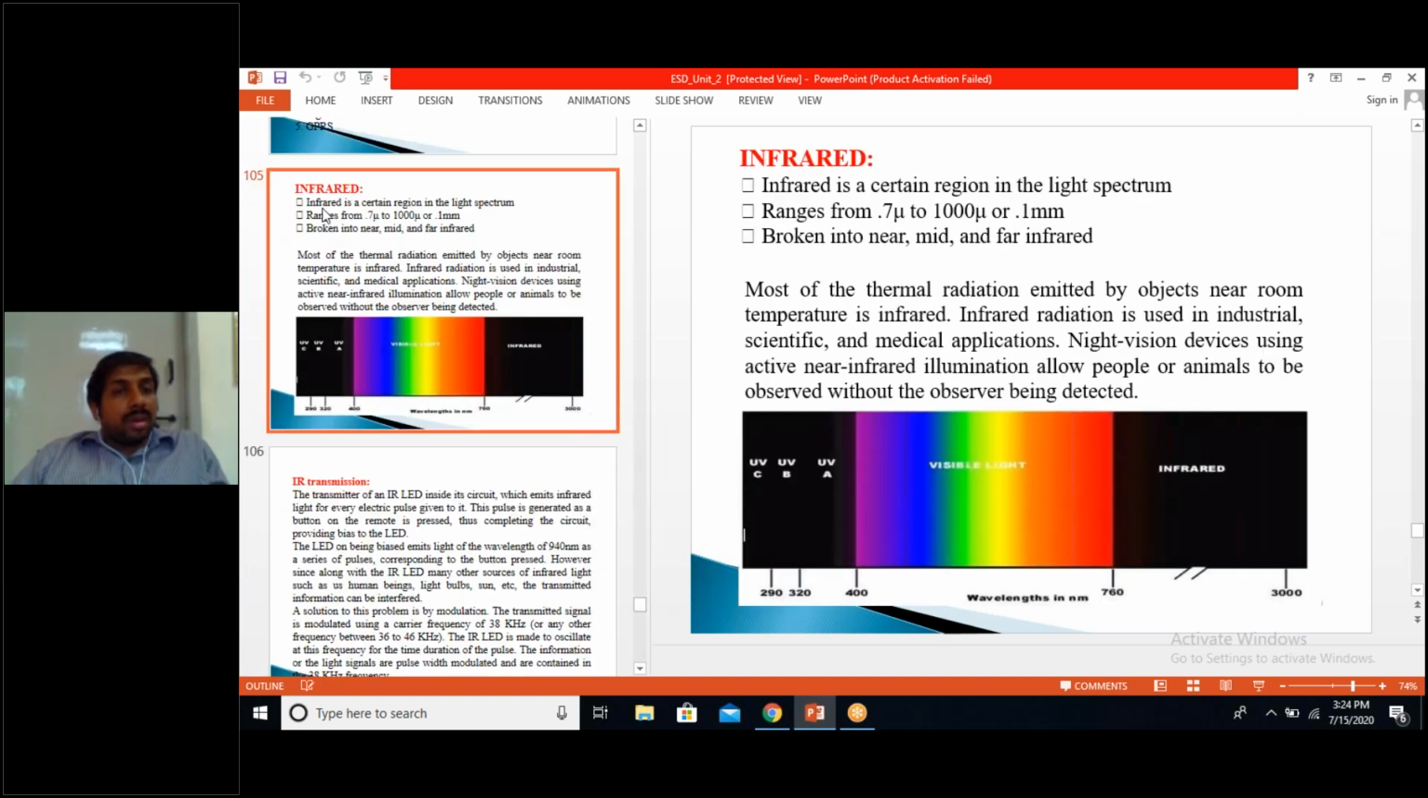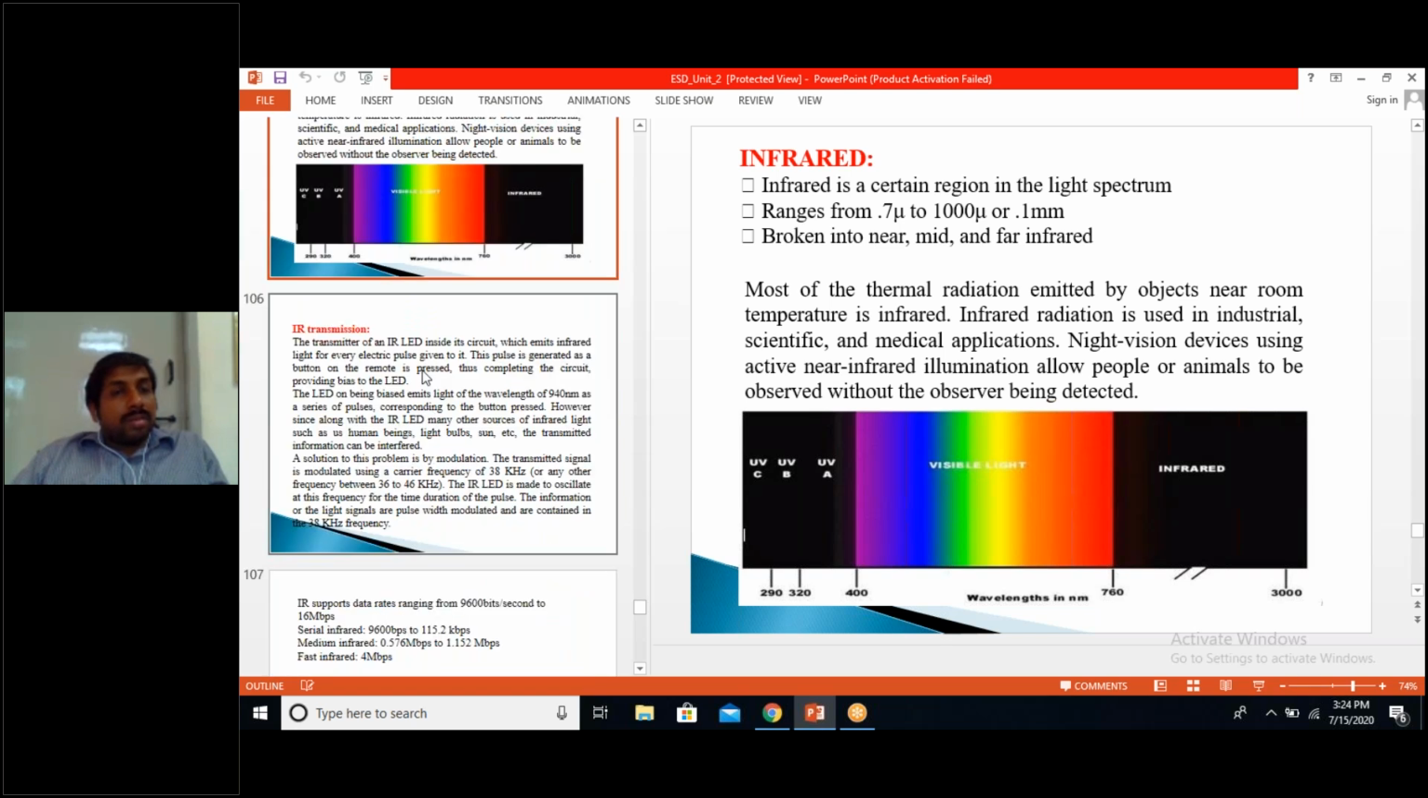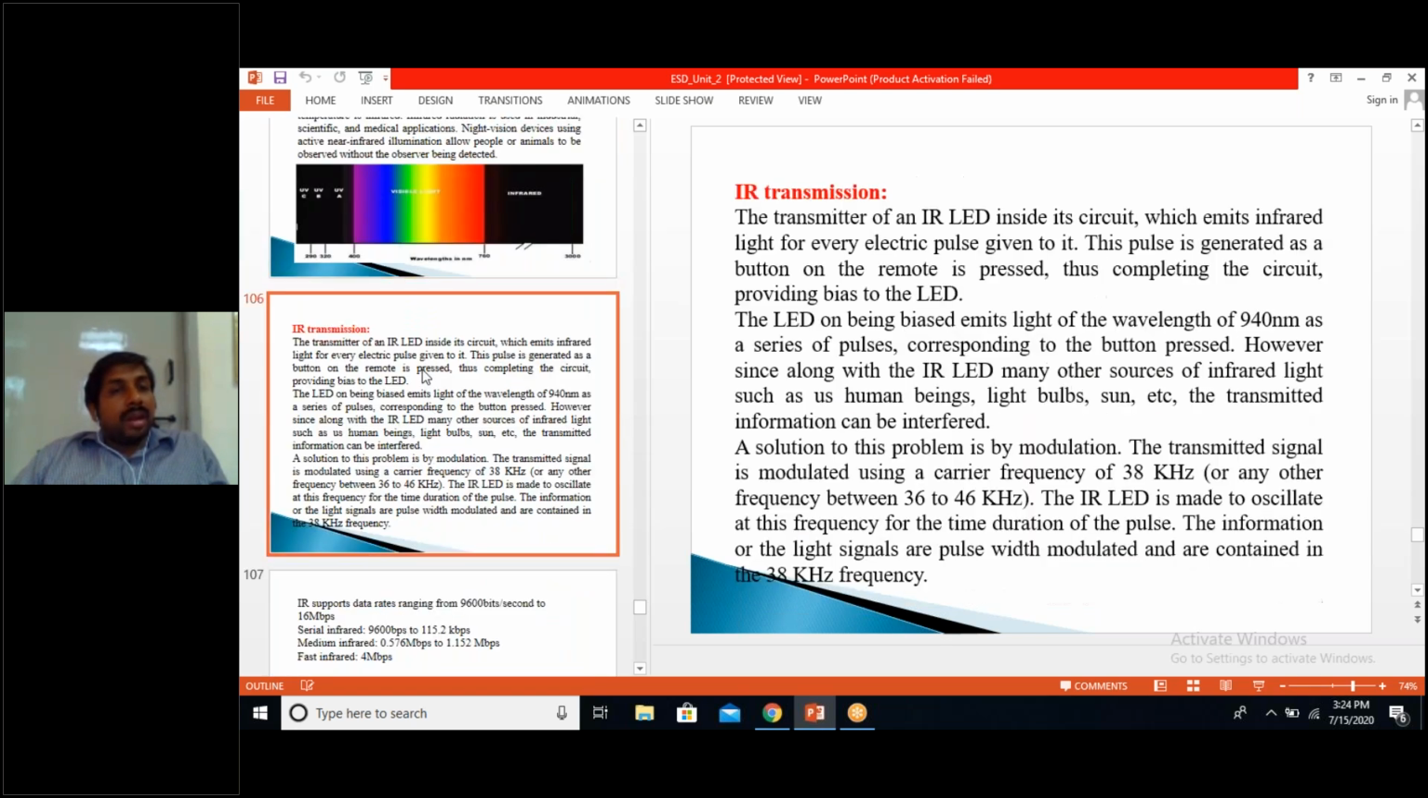Infrared is a certain region of your light spectrum. It ranges from 0.7 micron to 1000 microns. It is broken into near, mid and far infrared. So this IR transmission means there will be a transmitter and a receiver. The data is transferred as IR signals. There will be a transmitter, the IR LED, which emits infrared light for every pulse.